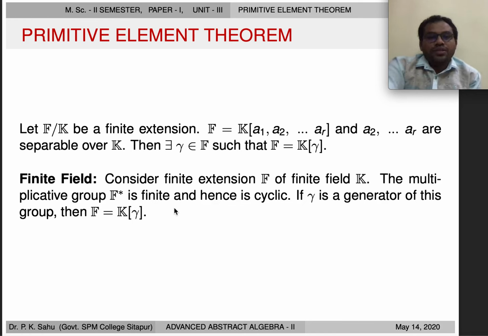So we know this from the property that we have already seen that if the multiplicative group F star is finite, then it will be cyclic. Now let gamma be the generator of this multiplicative group. Since this multiplicative group is generated by a single element gamma and the 0 is obviously in this field K, so F can be obtained by adjoining gamma to K. So we can write F is equal to K adjoined gamma. So this proves our theorem for the finite part.